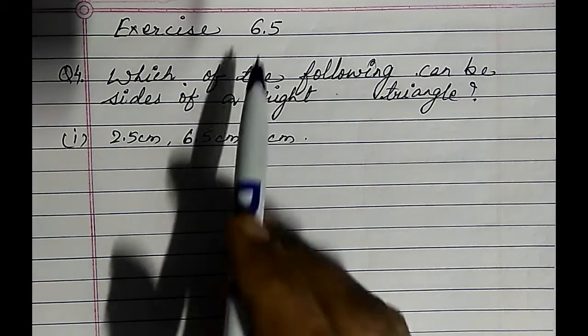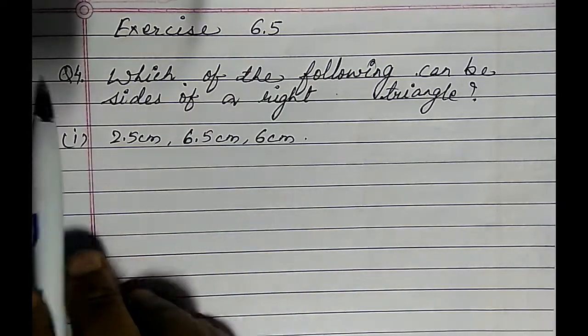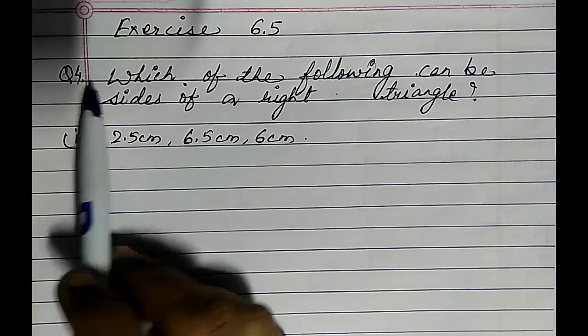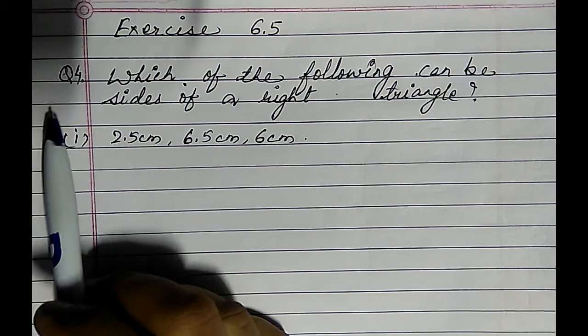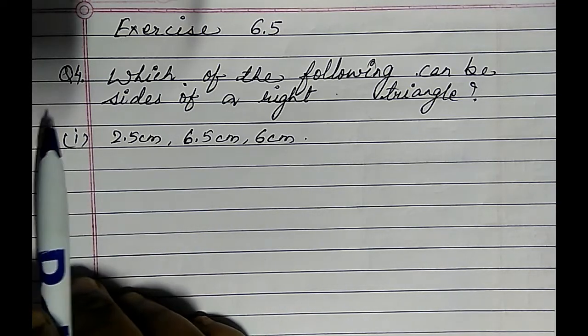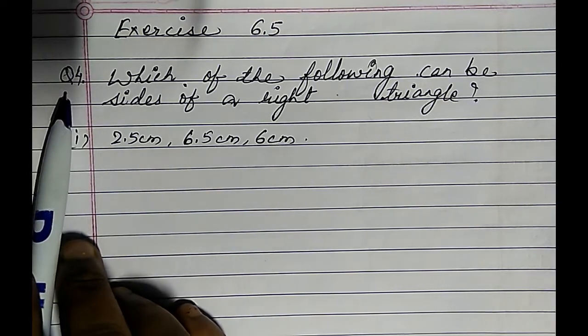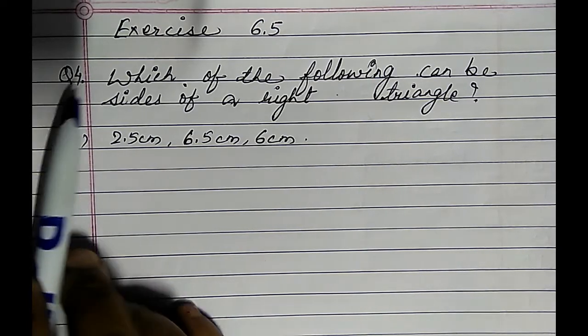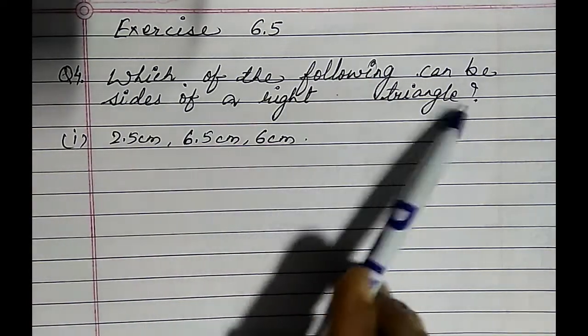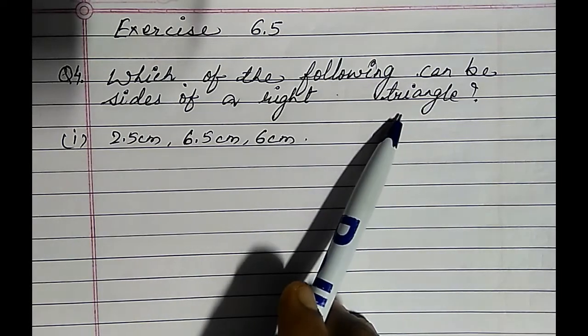So let us continue with exercise 6.5, question number 4. Up to question number 3 we have completed in our previous video, and in this video I will be continuing with question number 4. So the question is, which of the following can be sides of a right triangle?